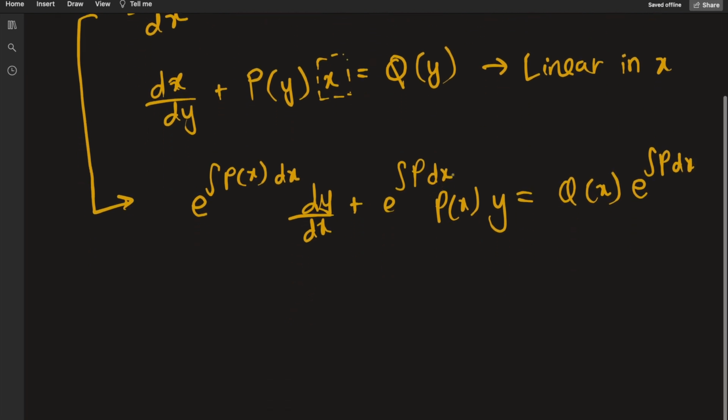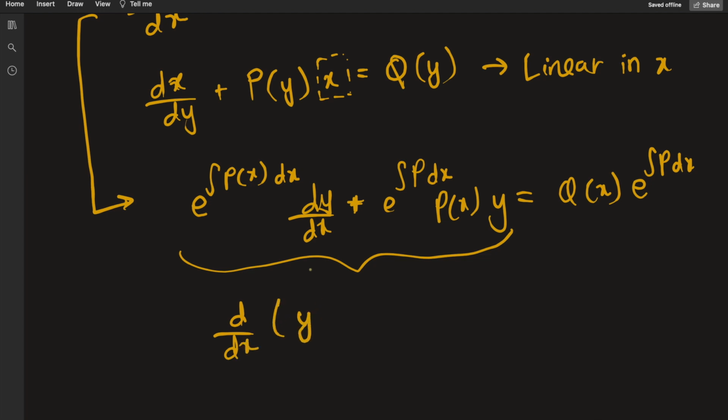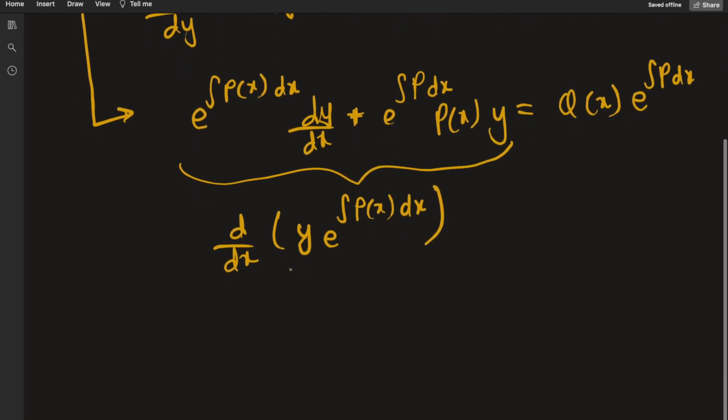Okay, some places I've written just p, that's p of x. Now the best thing is noticing that this expression, the sum of two terms, is actually the derivative with respect to x of y times this guy, e raised to integral of p of x dx, because it's actually the product rule. If you differentiate y, you get this and keep the second guy the same, you get the first term. Then you differentiate this e raised to integral of p dx, and this is precisely what you get. And you keep the y the same, you get this exact term by using the chain rule. So that's nice, and this is equal to q of x times e raised to integral of p of x dx.